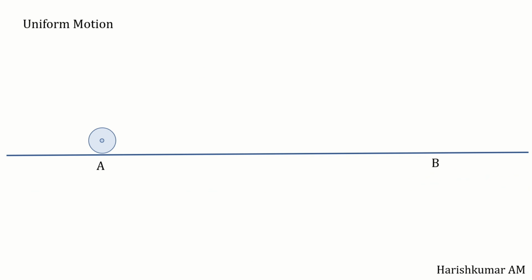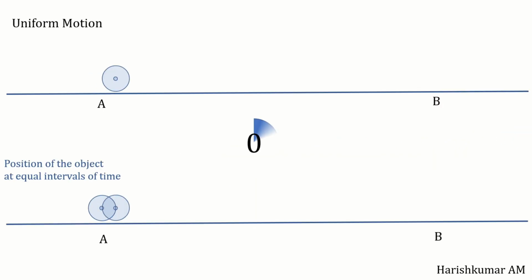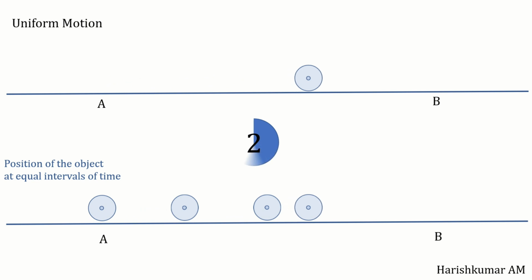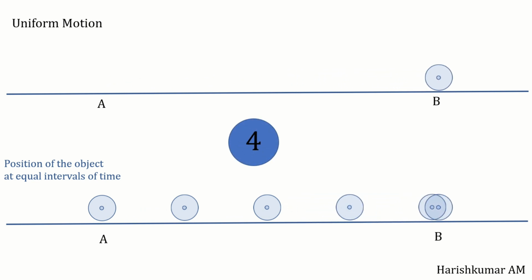Now here let us study the uniform motion of an object. Here we need to observe the position of an object at equal intervals of time. To make that study much simpler, I have made some arrangements here. At equal intervals of time, the position of the object has been captured, which will help us find the distance covered by the object at equal intervals of time.